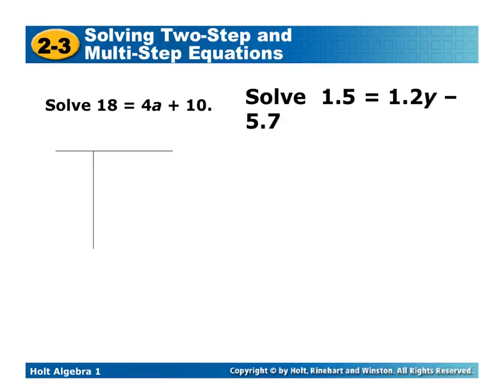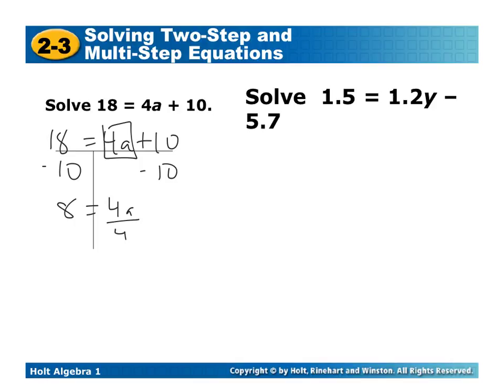Let's just look at another example. Here I have 18 equals 4a plus 10. Remember, first we multiply, then add. So to undo, first I'm going to subtract 10 from both sides. 18 minus 10 is 8. It's equal to 4a. Since they're being multiplied, I'm going to divide by 4. So 2 is equal to a.